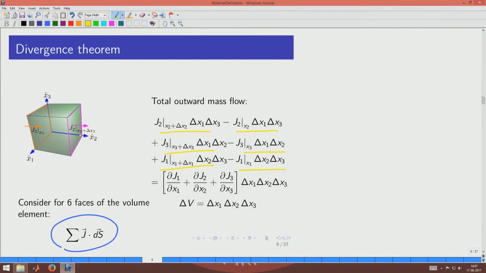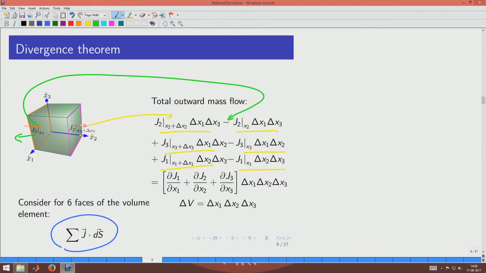So, the flux outward from here is positive. So, this term is here, okay, and this term is coming with a minus sign. The reason is that the normal is actually pointing outward, but the flux is actually going towards the plus x2 axis. So, that is why there is a minus sign. So, similarly the other two pairs for the other two directions will come in.